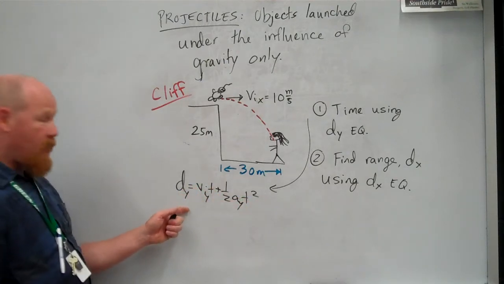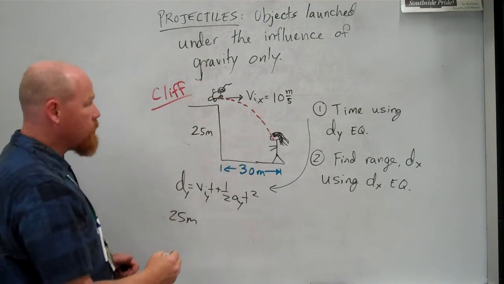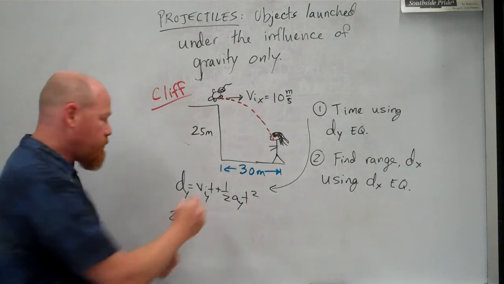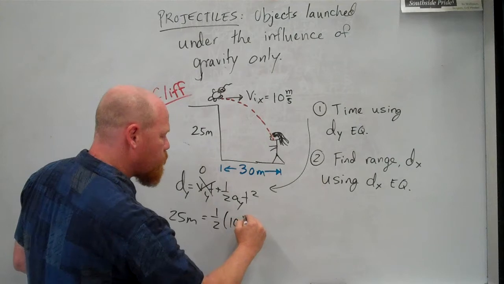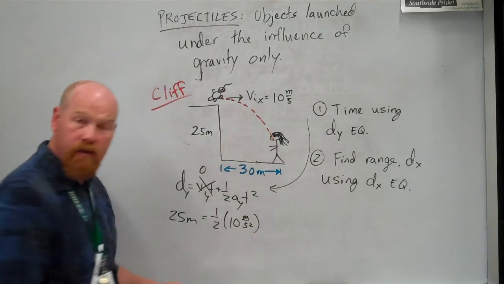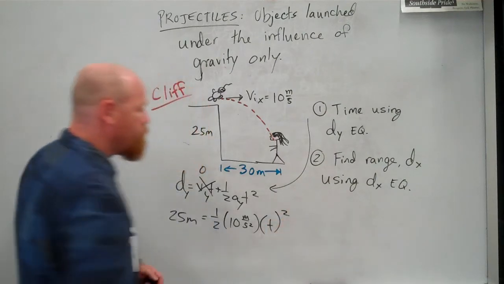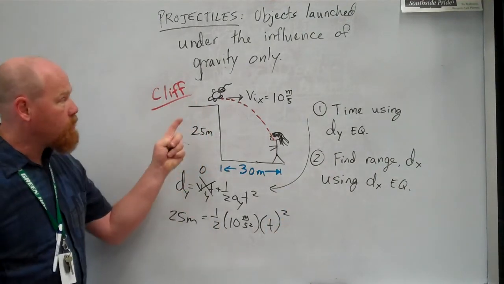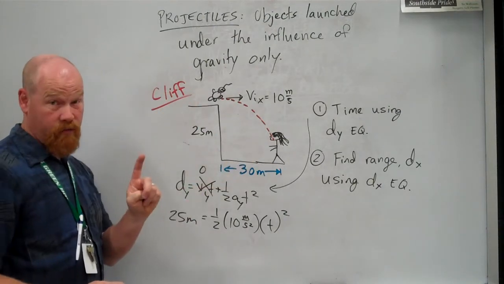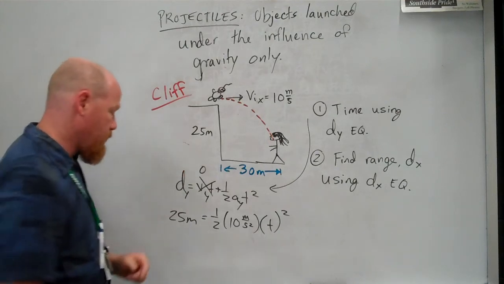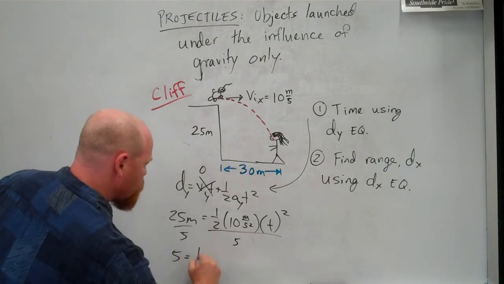If I plug in the dy, well, the height or distance vertically is 25 meters. Tricky, the initial vertical velocity is 0. Then 1/2 times 10, we're going to estimate many times, you can use 9.81 if you really want to, and 10 meters per second squared. And then time. We don't know how much time it's going to take to fall, but we do know it's going to be around 2 point something seconds because we know 1 second falls 5 meters, 20, 45. So if I plug this in, I'm going to divide by 5. So 5 equals t squared.